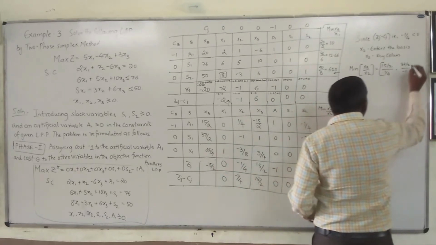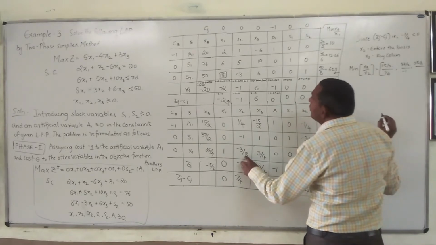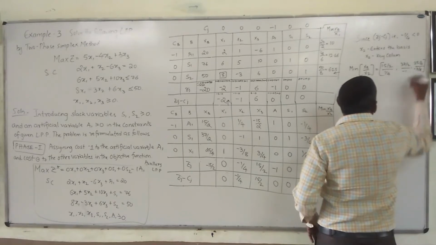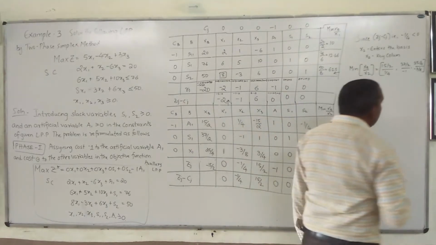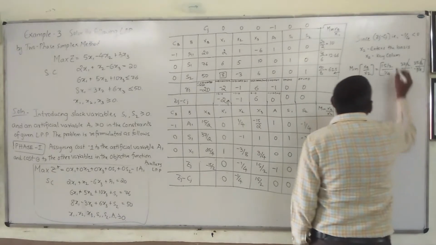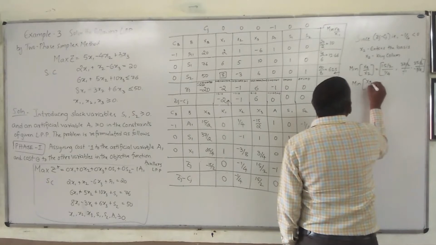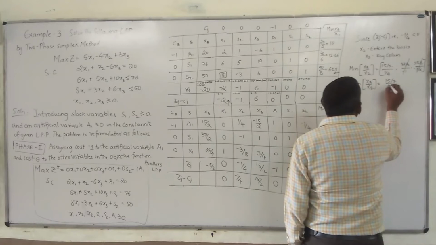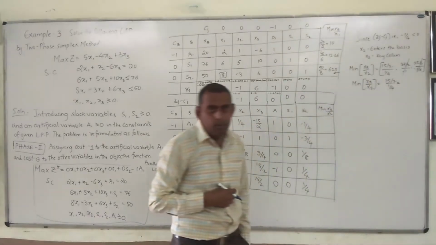Comma, 25 by 4 divided by how much it is? Minus 3 by 8. So we are not going to entertain any negative values here. So we exclude this one. So this becomes the minimum value. Minimum of XB upon X2 is equal to 15 by 2 divided by 1 upon 4.